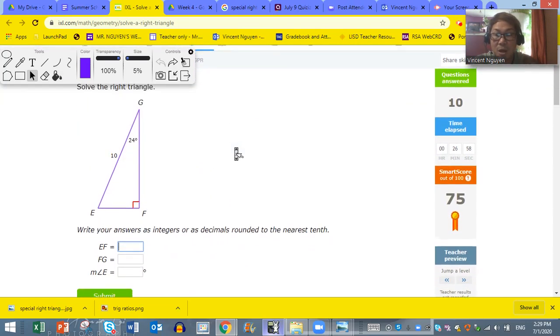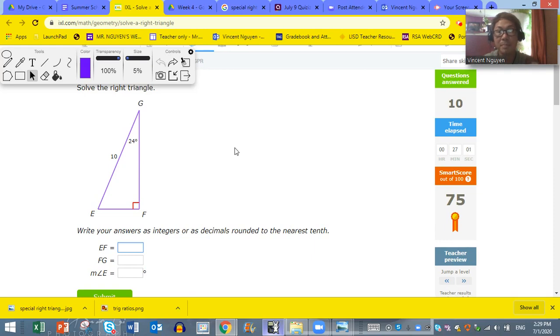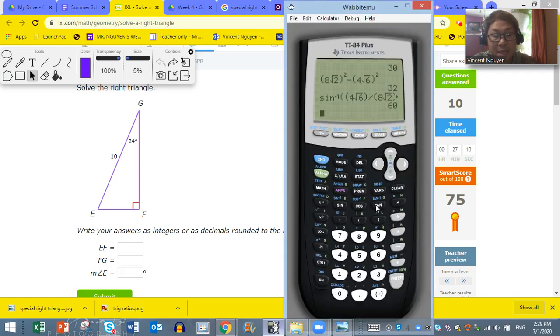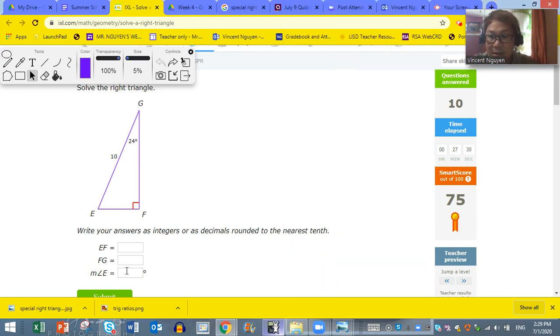I'm pretty sure these are all special right, but let me check this one real quick. Oh, this is not special right. You know why? Because that's 24 degrees. If that angle is 24 degrees, then you can find the third angle right away. Take 90 and subtract 24. Oops, 90 minus 24 should be 66. So angle E is 66 degrees.